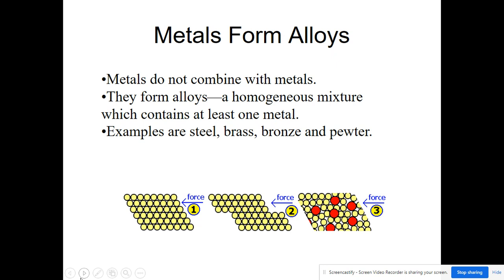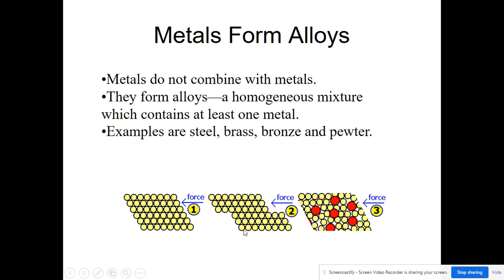Metals don't really bond together, but if we make a mixture of them, they do form alloys. So alloys, remember, from our matter unit, are a homogeneous mixture which contains at least one metal. Examples of alloys are steel, brass, bronze, and pewter.